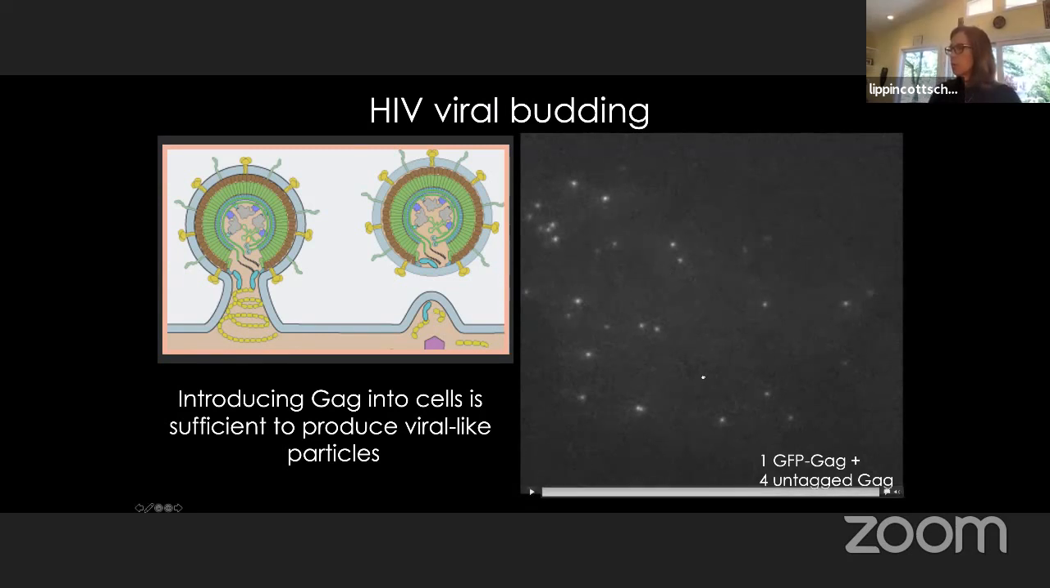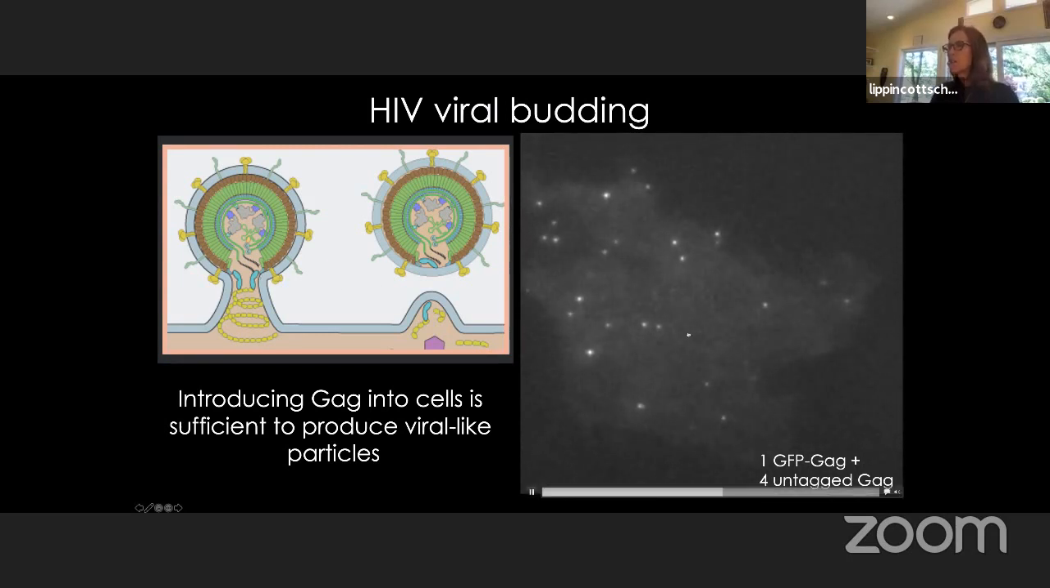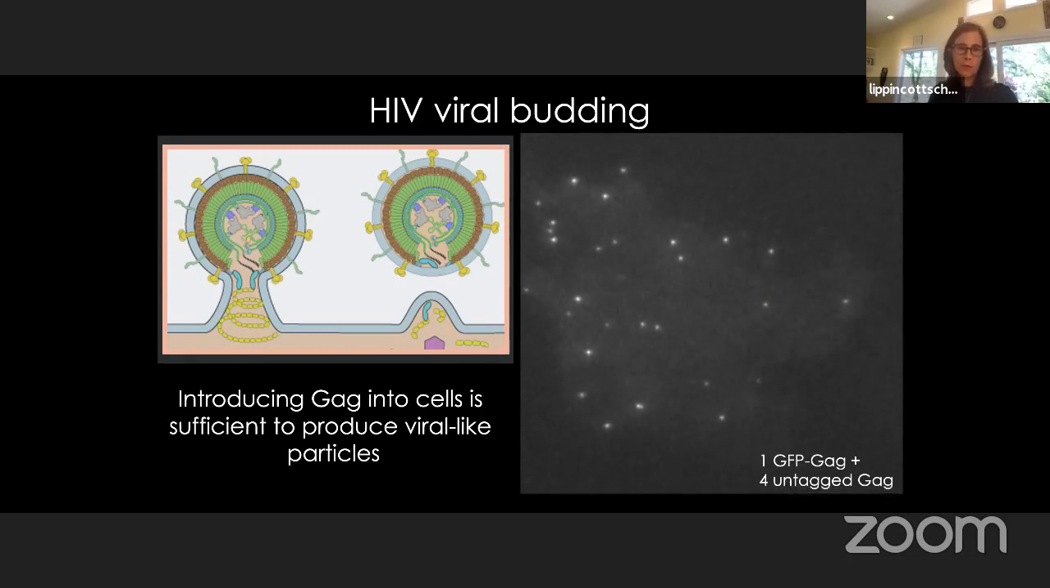So to the right here is a movie sequence, and I'm starting to play from the beginning, where we've introduced one GFP GAG and four untagged GAG molecules. That's in order to allow GAG to properly form this tight scaffold. And that's sufficient to actually bud out particles from the plasma membrane of this cell that we've transfected.